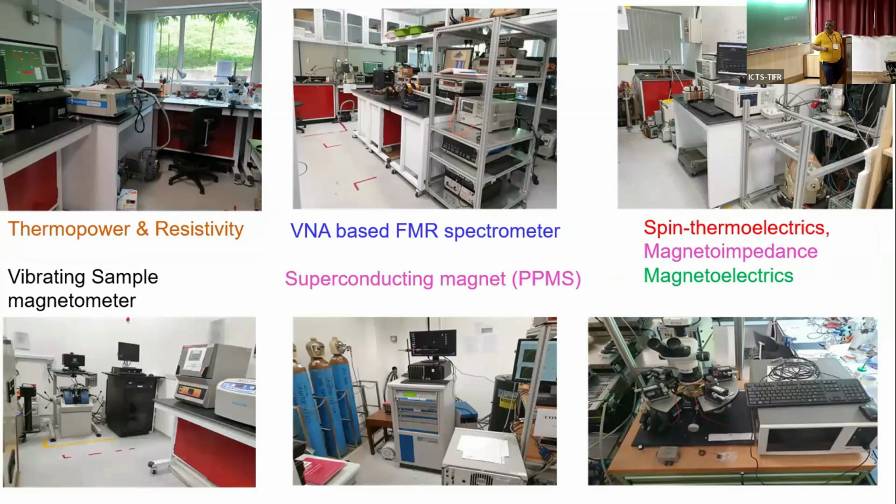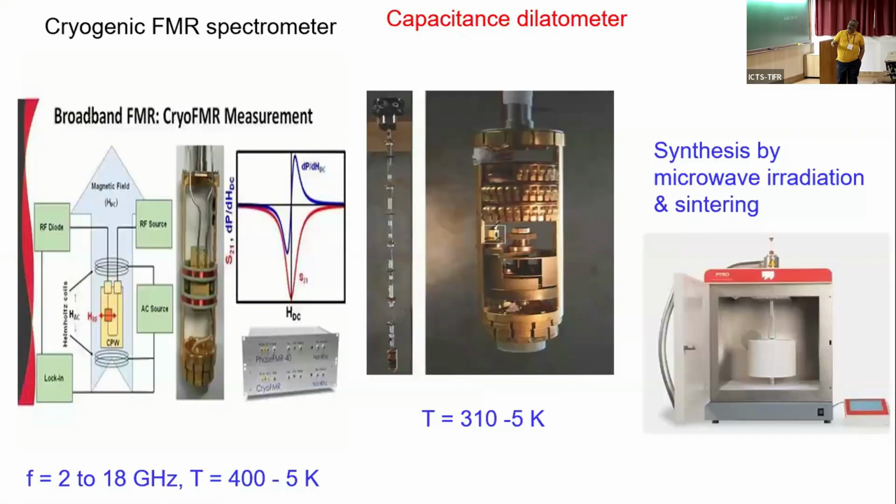So this is my lab, a small lab. We have all the necessary facilities needed for a good lab, starting from thermopower and resistivity, which can be measured simultaneously, homemade ferromagnetic resonance spectrometers, 2 spectrometers, measurements for spin thermoelectricity, and then a PPMS for transport measurement, and a probe station. The 2 more new additions include a cryogenic FMR spectrometer, which can work from 400 Kelvin down to 2 Kelvin, and also a dilatometer, to measure the magnetostriction. And then this is a furnace for microwave synthesis. It's a bit expensive, about $50,000 USD, but it's working and giving good results.